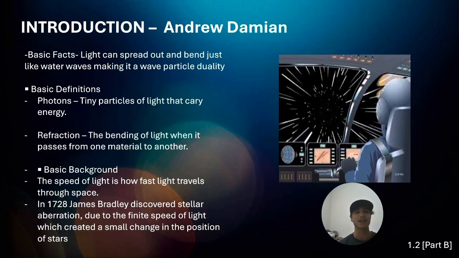Some basic definitions that are related to this are photons, tiny particles of light that carry energy; refraction, the bending of light when it passes from one material to another; and the basic background is the speed of light is how fast light travels through space. In 1728, James Bradley discovered stellar aberration due to the finite speed of light, which created a small change in the position of stars.